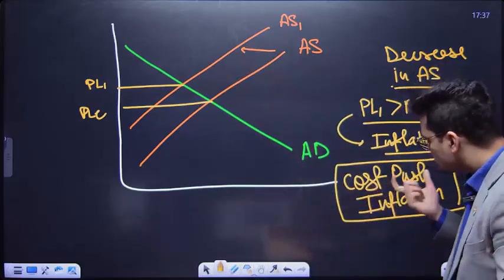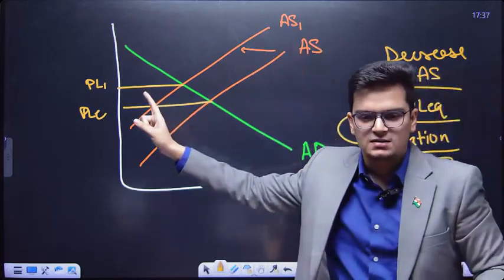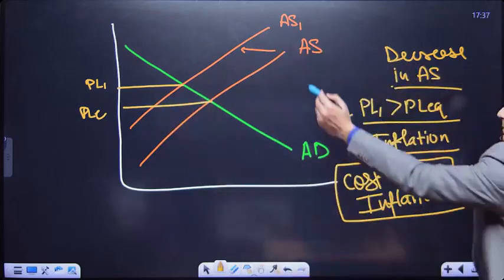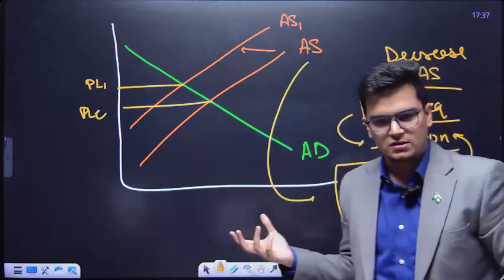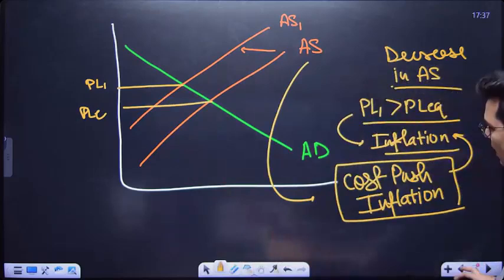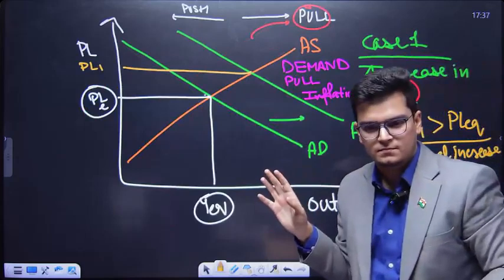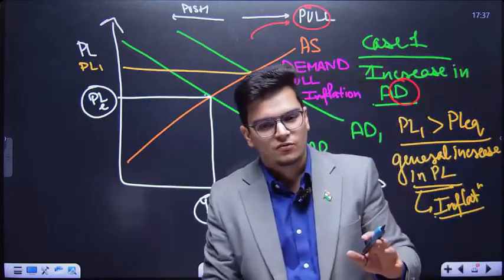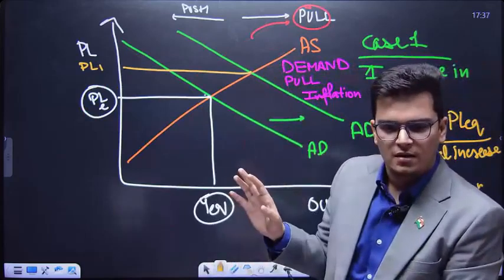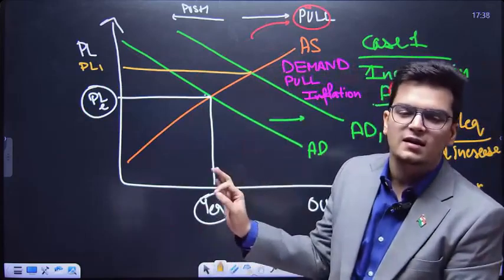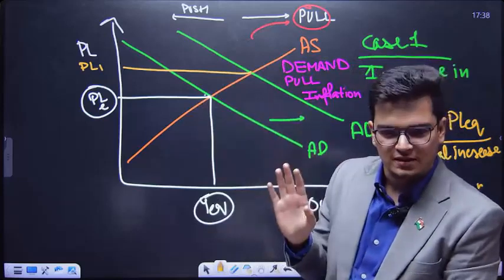So cost push inflation is the term that is used if it is supply side factors leading to inflation. If it is demand side factors leading to inflation, I will call it demand pull inflation, right? I am sure many of you would have heard this term before. But I am also sure you have been memorizing that demand side has pull and cost side has push, right?